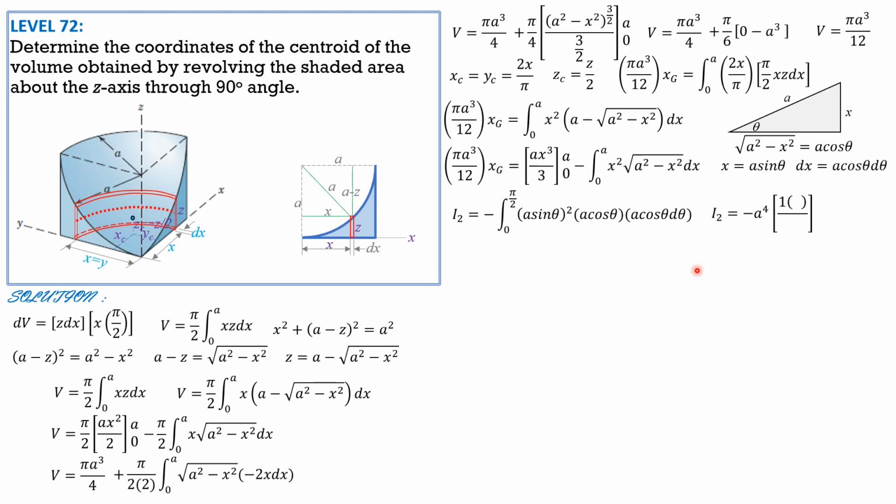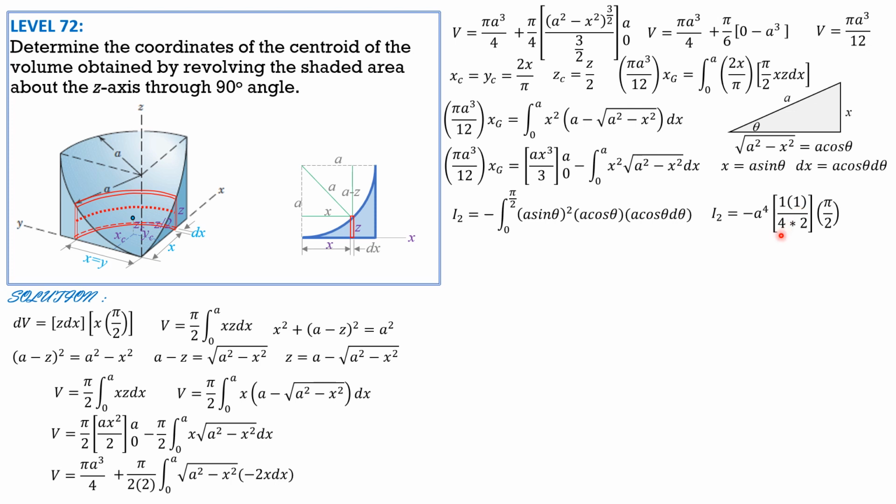So I sub 2 is negative a to the 4th. Then this is sine squared theta, cosine squared theta, d theta. And since the limits are from 0 to pi over 2, we use Wallis formula. So for sine squared, the first entry here is 2 minus 1, power minus 1 of sine, so 1. Then we stop. Then for cosine squared, 2 minus 1 is also 1, then we stop.